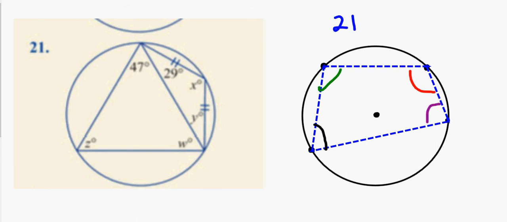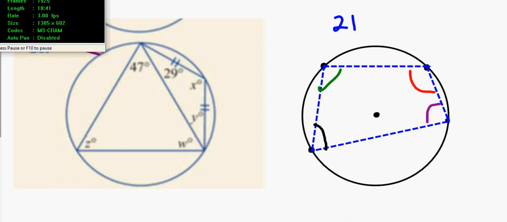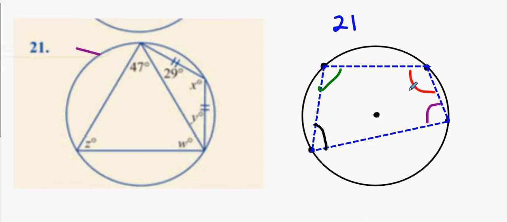180. Now, just to recap what we're saying: the black angle plus the red angle is 180 and the green angle plus the purple angle is 180. They're not equal to each other, but they do add up to 180. Alright, so let's try this out. We know angle Y is what? 29. 180 take away 29 twice.